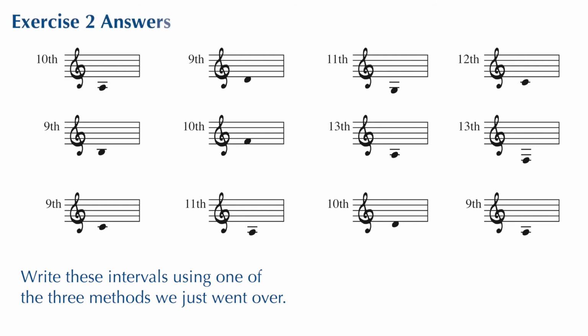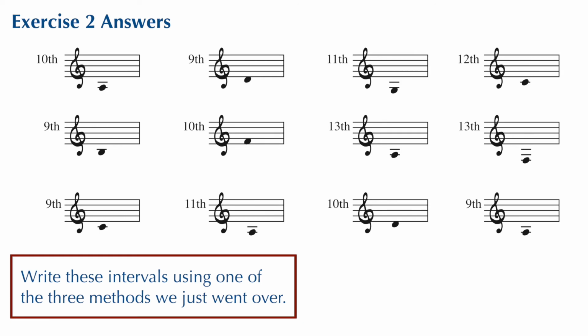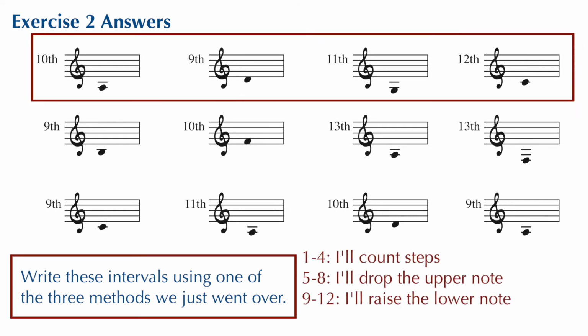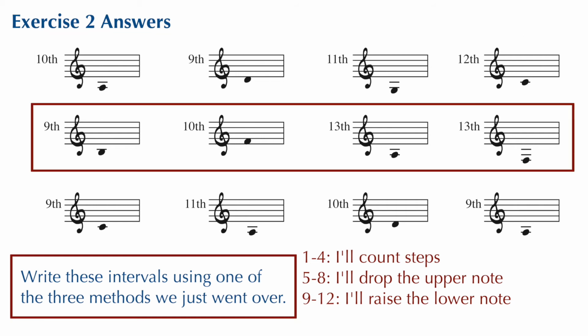At the bottom of page 179, we have this extended interval exercise 2. Your job is to use one of the 3 methods I just showed you to write these intervals starting on the given notes. For numbers 1 through 4, I'm going to use method 1, where we simply count the steps. For numbers 5 through 8, I'm going to use method 2, where I subtract 7 from our interval number and then raise that note an octave.